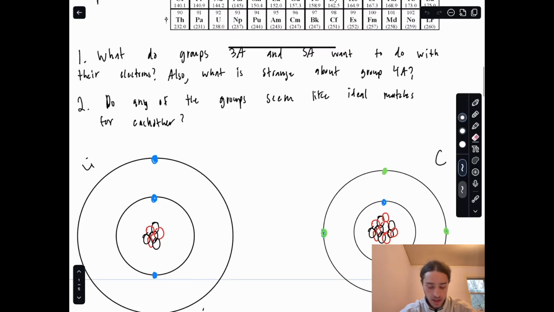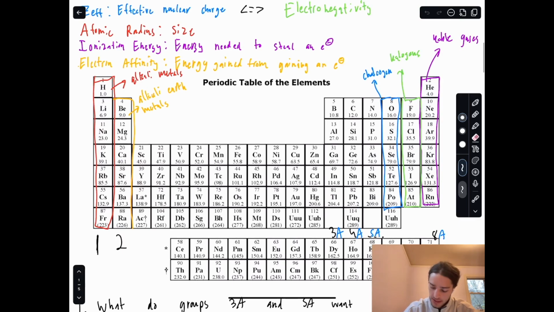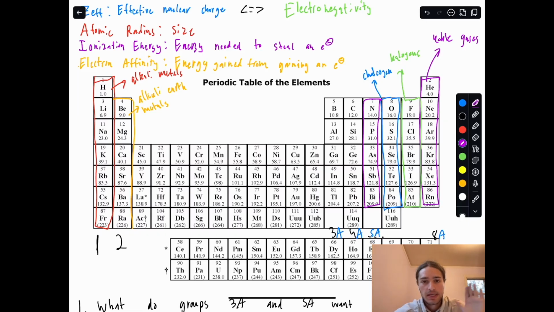So the first question was, what did groups 3A and 5A want to do with their electrons? And also, what is strange about group 4A? So just remember, let's start with 5A. So 5A would be this one right here, starting with nitrogen, and it's right to the left of the chalcogen group. And remember, we looked at these 5 groups that I still have labeled as being really the important ones for classes and the MCAT.